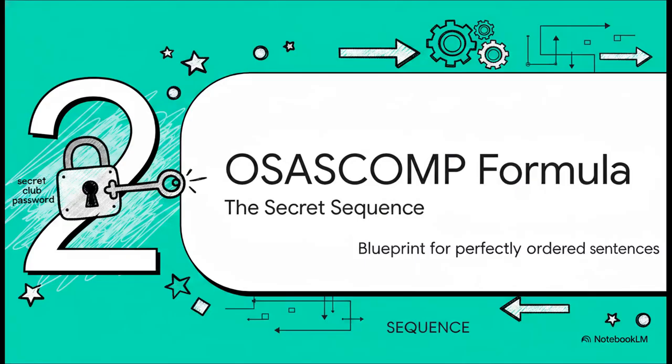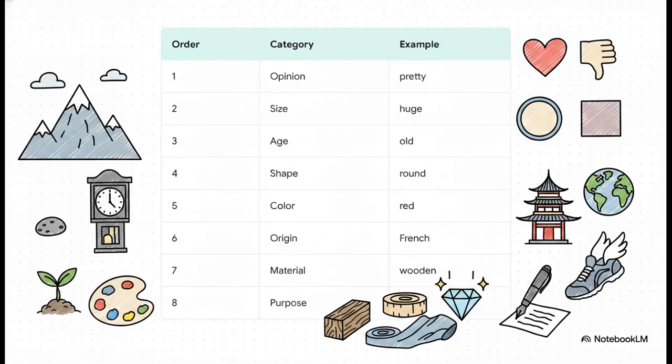Section 2, the OSASCOMP formula, the secret sequence. Now, what's really interesting here is there's actually a name for this sequence. It's an acronym that honestly sounds like a password to some secret club, OSASCOMP. Let's walk through this blueprint.